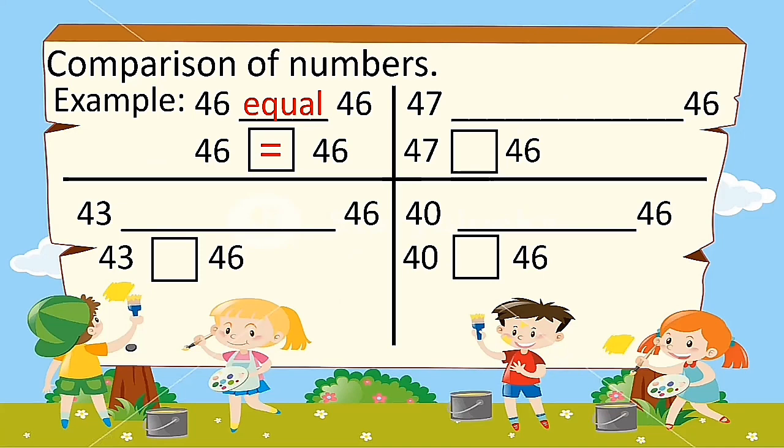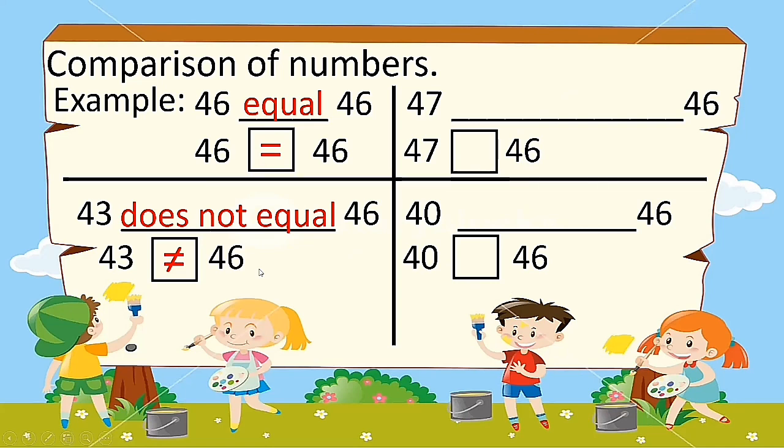43 blank 46. Are they equal or not? Yes, they are not equal, or does not equal. Okay, and 43 box 46, we will write the sign like this. This is equal and this is unequal, or does not equal.